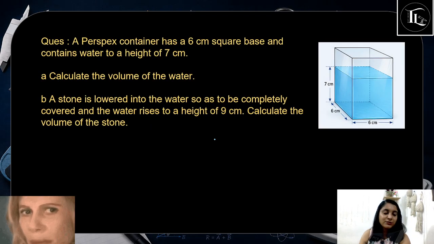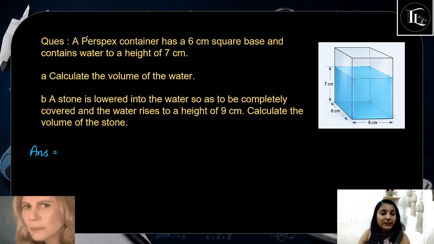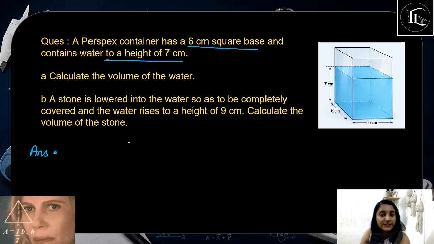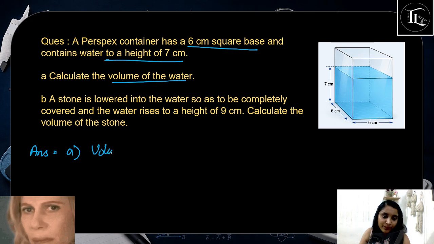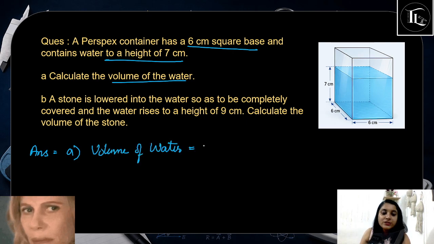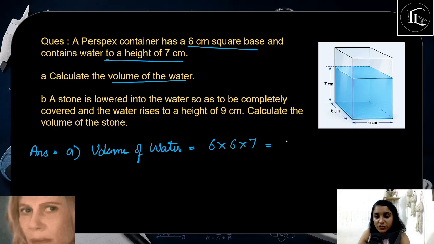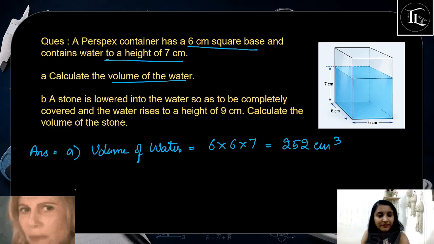Then comes the last question for today. Now it says, a Perspex container has a 6 centimeter square base and contains water to a height of 7 centimeter. Calculate the volume of the water. So the volume of water is 6 into 6 into 7, which is 252 centimeter cube.